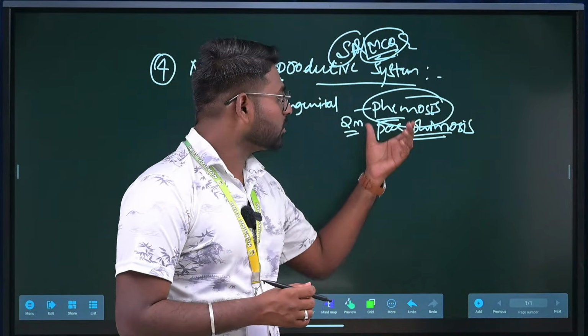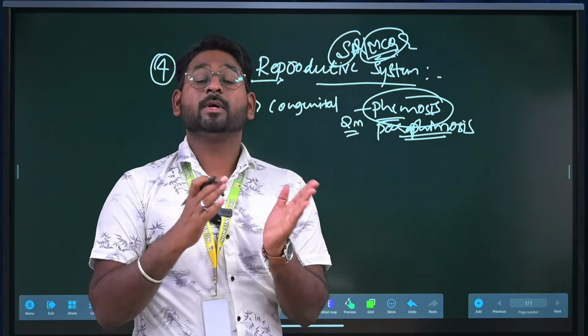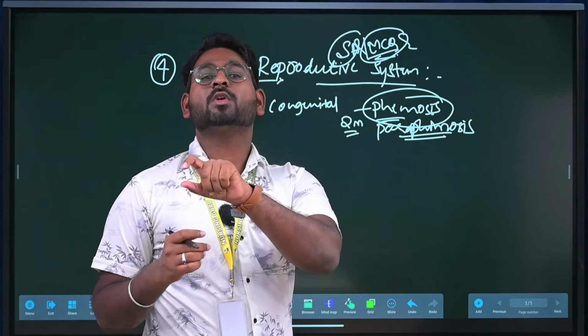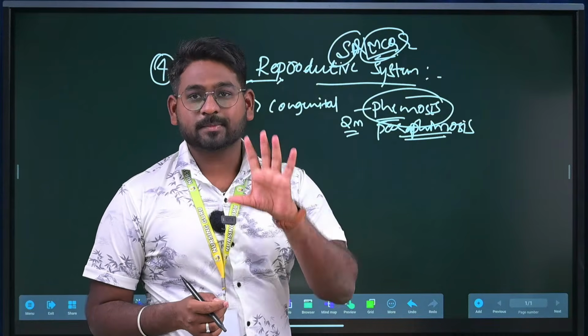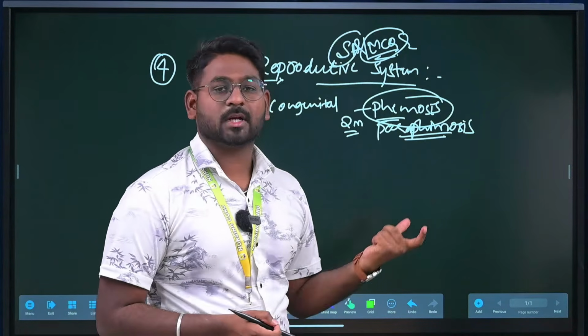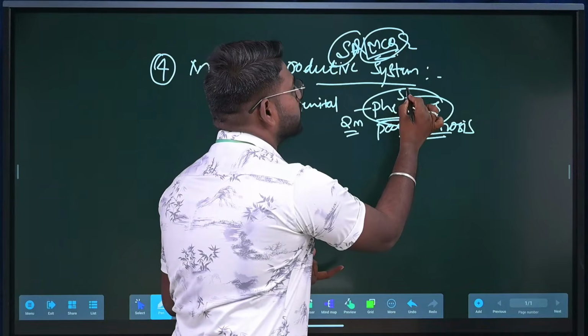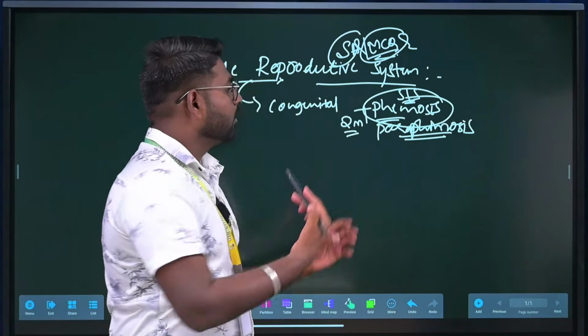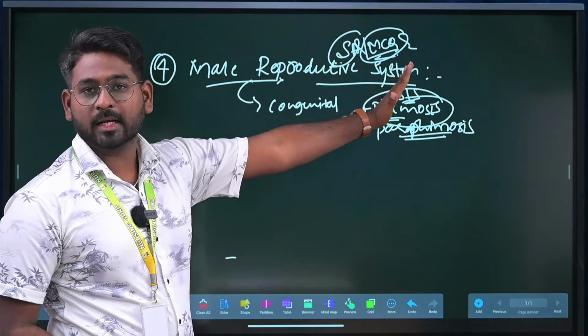So phimosis is a condition of the foreskin where the foreskin cannot be retracted from the glans penis. That is the definition, and you may write about one of the signs and symptoms related to that. These two will be very important in the male reproductive system.